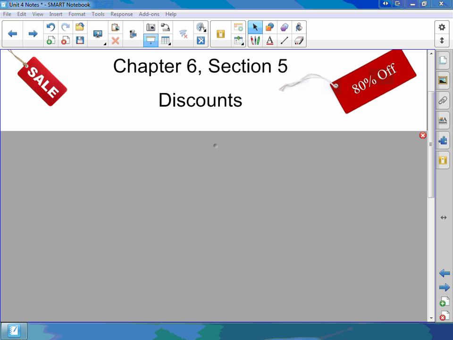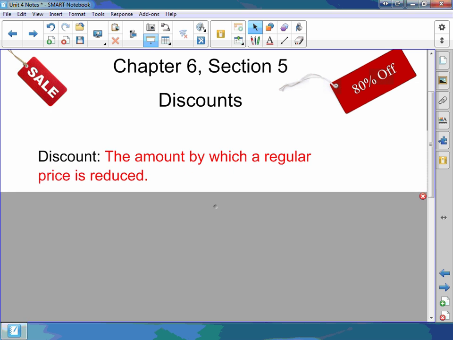It's like a special price that's usually less than the original price of merchandise or something. Yeah, special price, less than the original price for merchandise, whatever. Okay. Anything else? Does that pretty much summarize what a discount is? All right, yeah. Very basic. A discount is the amount by which the regular price is reduced.